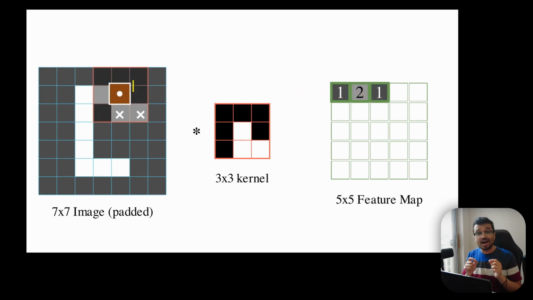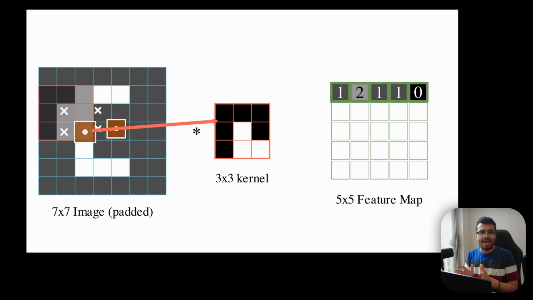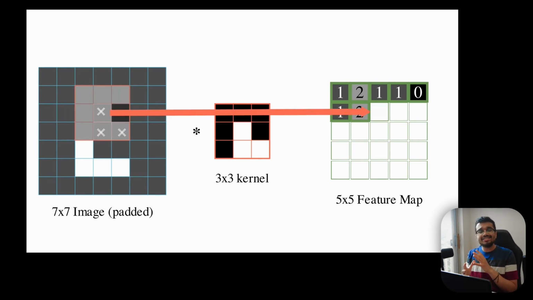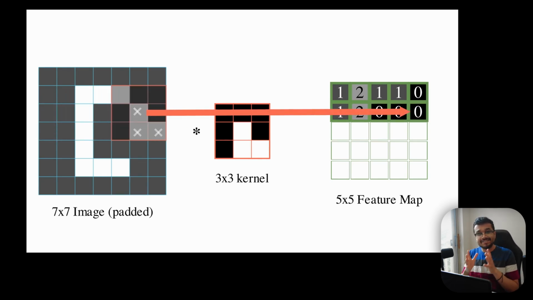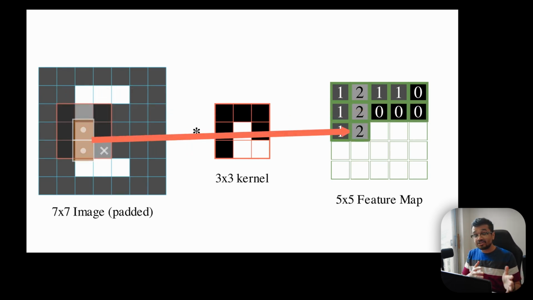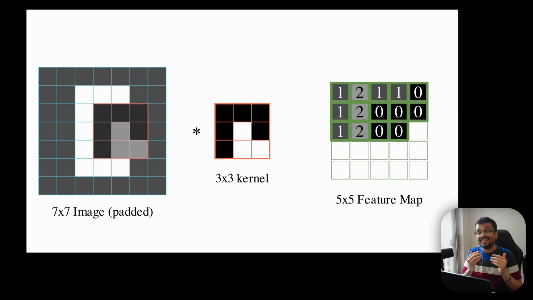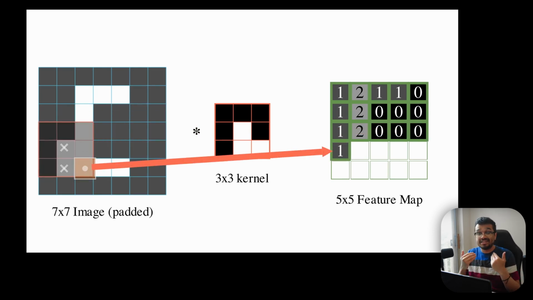And this resulting output is called a feature map, and it captures how much and where the filter pattern is present in the input image. In areas of no overlap, the feature map is 0, and in the areas of high overlap, the feature map is at the maximum.